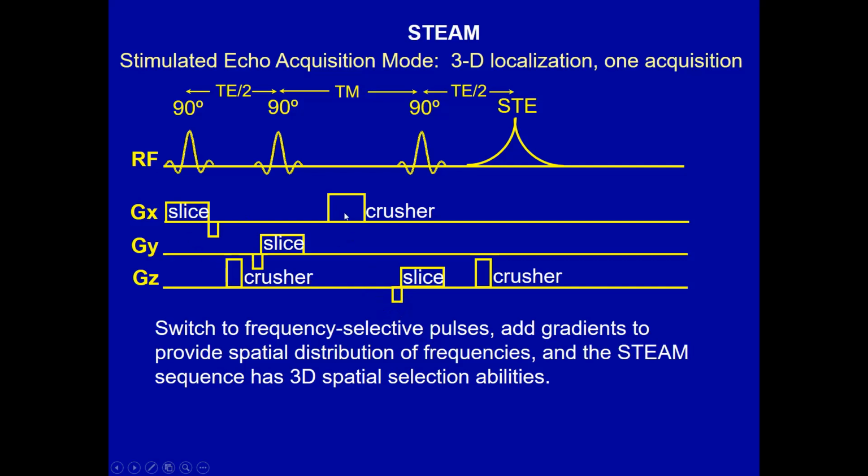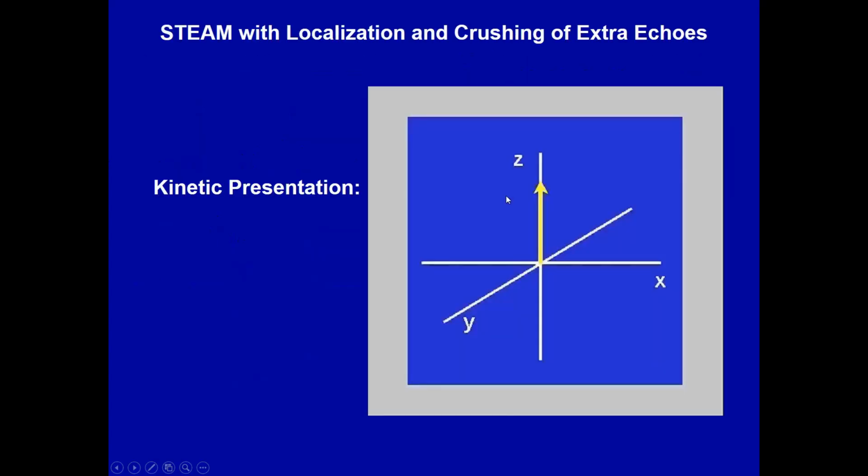There are also crushers here, and the point of the crushers is to wipe out a signal that came from outside the slice, and also to get rid of some additional echoes that you don't want, echoes other than the stimulated echo. But the main point is we have three slices, we have three frequency selected pulses, three slice selection gradients, and then the echo. Here's a kinetic representation of it.